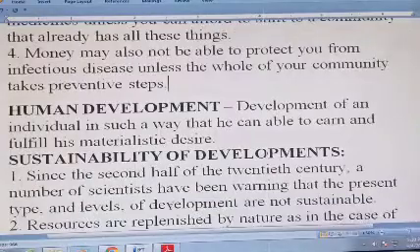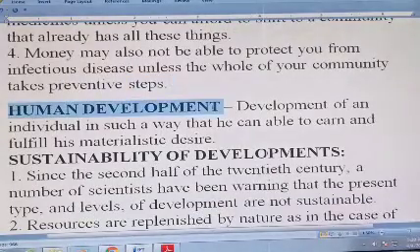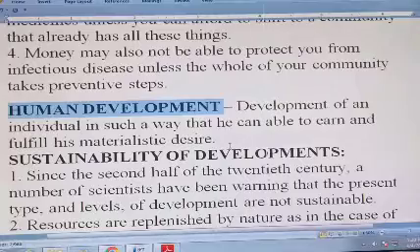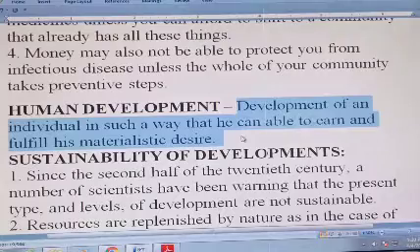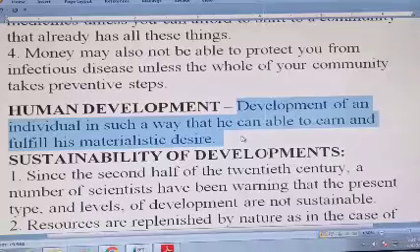So now the next thing is human development, the most important resource, that is the human resource. Now we'll discuss the human development of an individual in such a way that he can earn and fulfill his materialistic desire. The person should remain healthy. If a person is healthy, then only is he able to buy things or do the work. So development of an individual in such a way that he can earn and fulfill his materialistic desire means he will be able to earn money, he will be able to buy goods and other things, right?